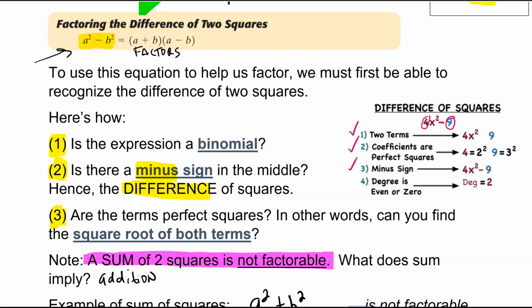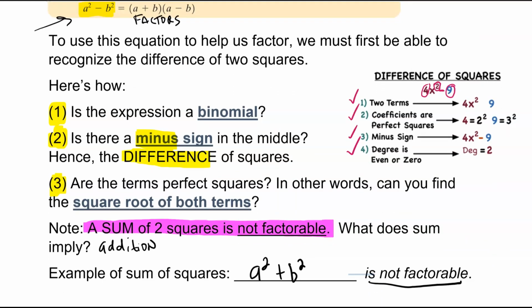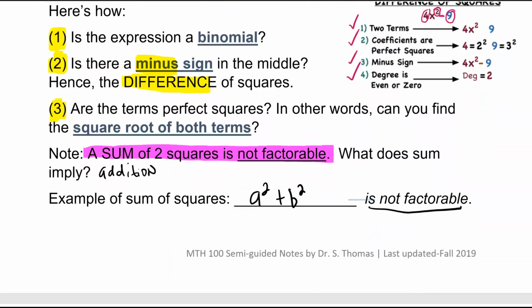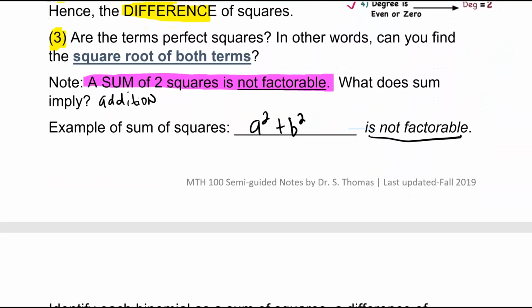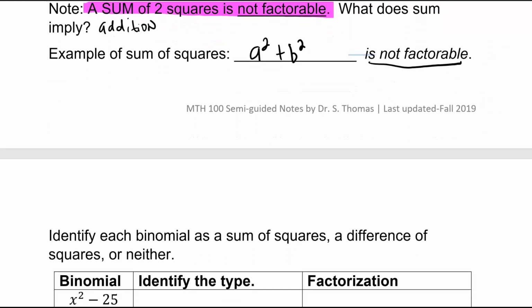Is the degree even or zero? The degree is 2 here. As you can see, that's the degree. So that checks off. Therefore, 4x squared minus 9 is an example of a difference of squares polynomial. And because of that, we can factor it to 2x plus 3 times 2x minus 3.